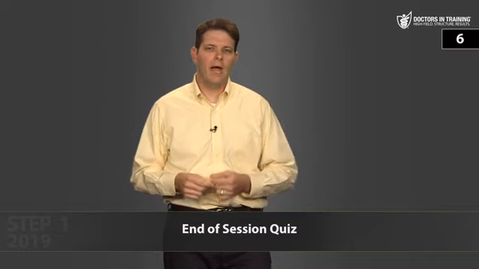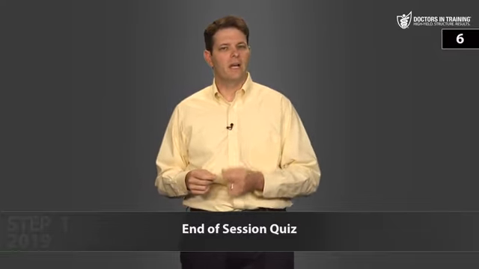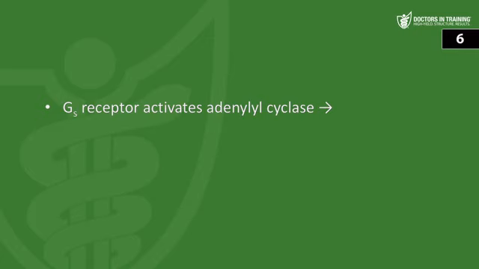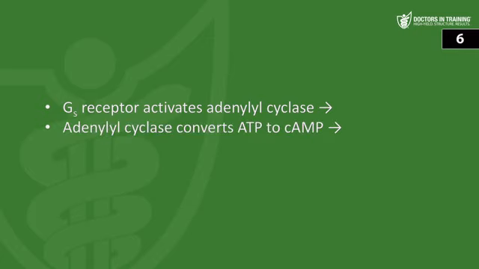And the last question, outline the pathway by which stimulation of a GS receptor activates protein kinase A. So the GS receptor activates adenylyl cyclase, and then adenylyl cyclase turns ATP into cyclic AMP, and then cyclic AMP activates protein kinase A. That's it for now, but we're going to keep quizzing you on these G protein pathways throughout the course in the warm-up quizzes because you really do need to know them.